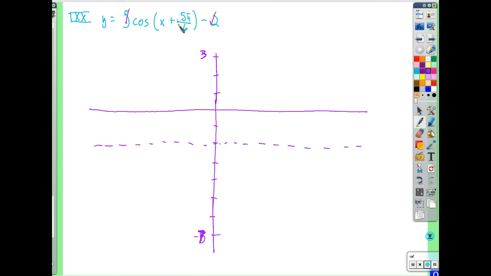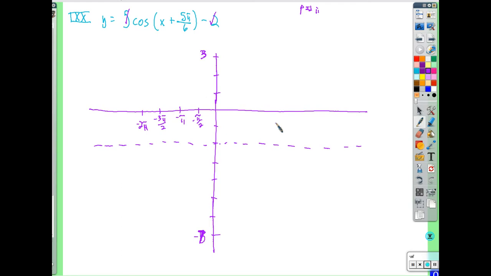We've got to shift everything 5 pi over 6 to the left. Okay. But the period is the same because there's no number out in front here, so the period is still 2 pi. All right. So we'd still normally expect to see a point at pi over 2. This is negative pi over 2, negative pi, negative 3 pi over 2, and negative 2 pi. But everything moves to the left 5 pi over 6. Okay, so we need to take care of that, move everything over 5 pi over 6.